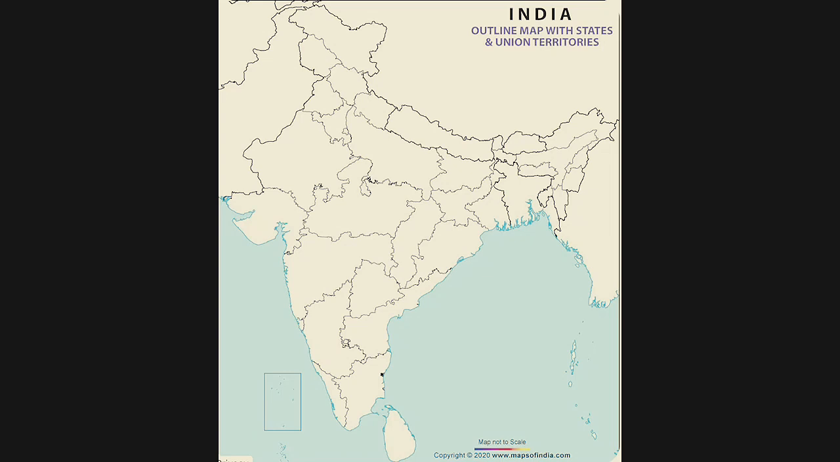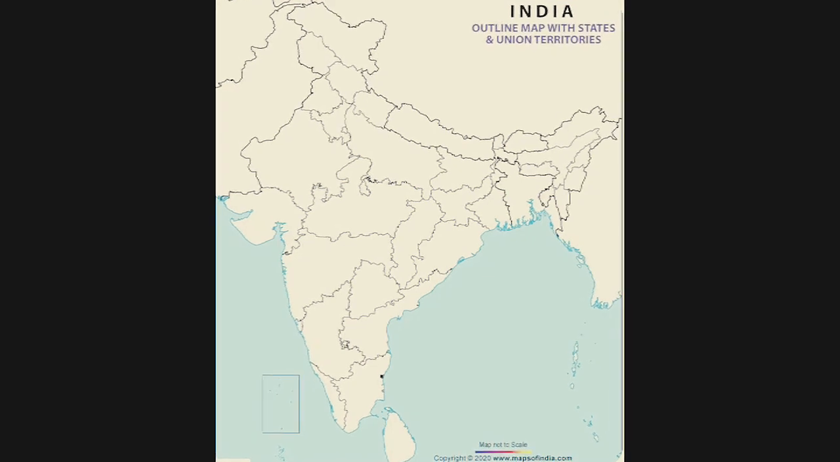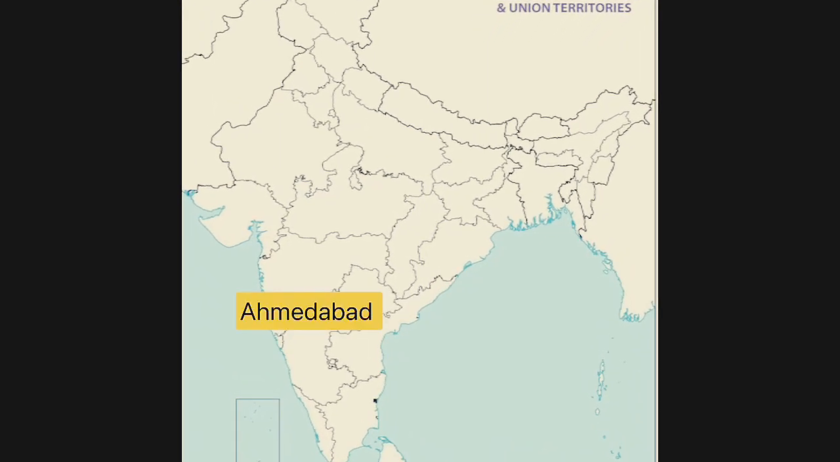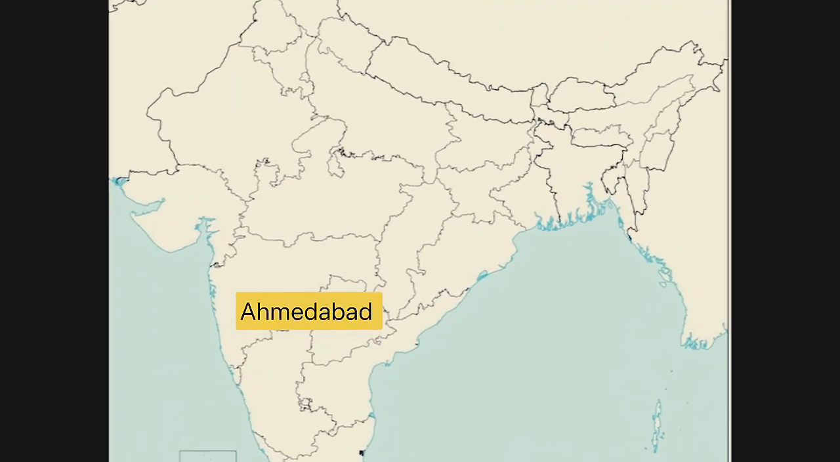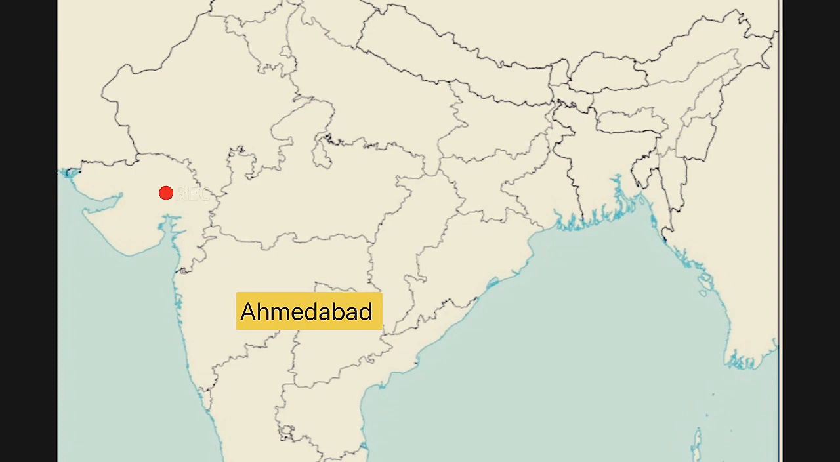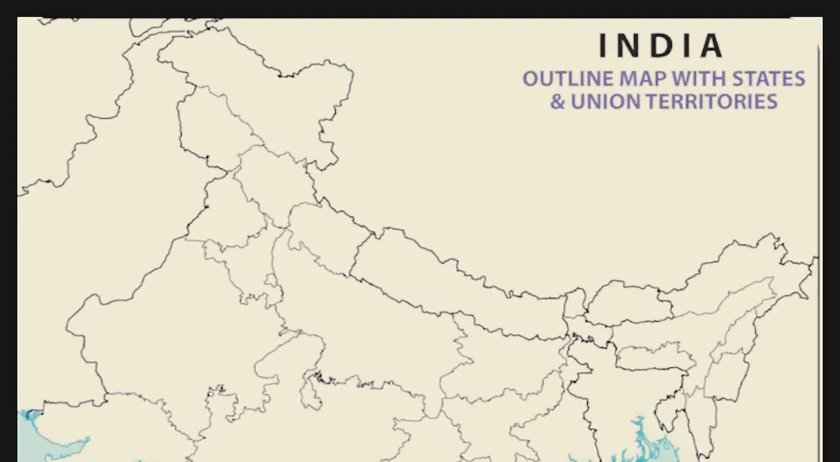Then next one is above Kheda, you should mark Ahmedabad. So Ahmedabad is related to cotton mill worker Satyagraha. So here, above Kheda, you should mark Ahmedabad.